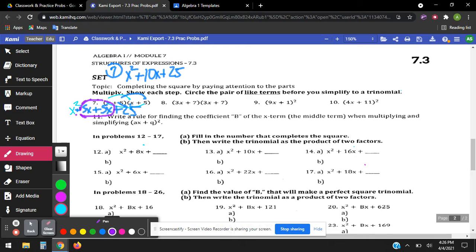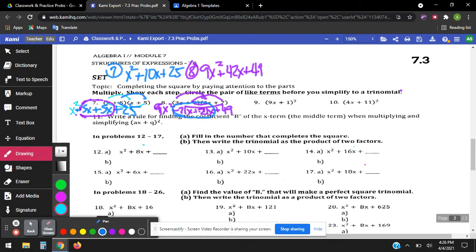All right, so for 8, same thing. 3x times 3x is 9x squared. 3x times 7 is 21x. 7 times 3x is 21x. 7 times 7 is 49. My like terms this time are the 21x's. So for 8, we're going to have 9x squared plus 21 plus 21 is 42x plus 49.